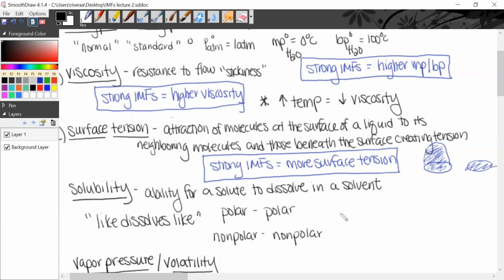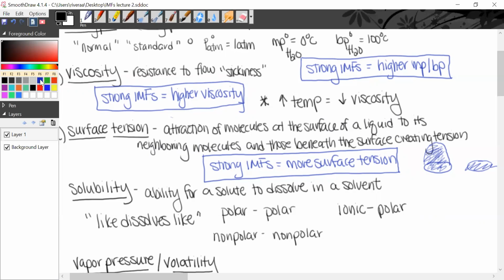Another "like dissolves like" is that ionic solutes will dissolve in polar solvents. That doesn't seem like they're the same thing, but it is. Ionic has charge, positives and negatives. Polar has partial charge, partial positive, partial negative. And so here, you're going to get those ion-dipole attractions that we talked about yesterday. So solubility is very dependent on IMF.